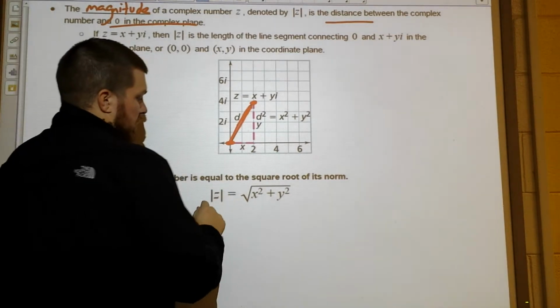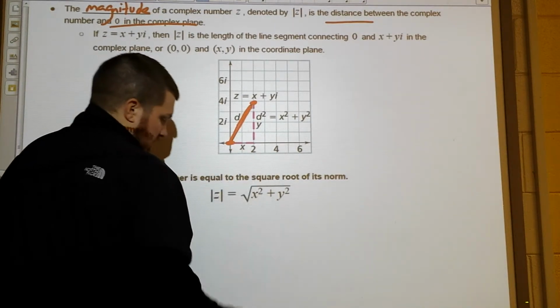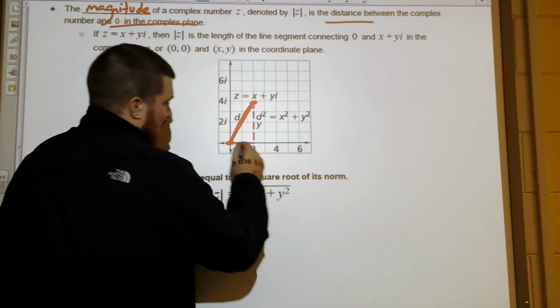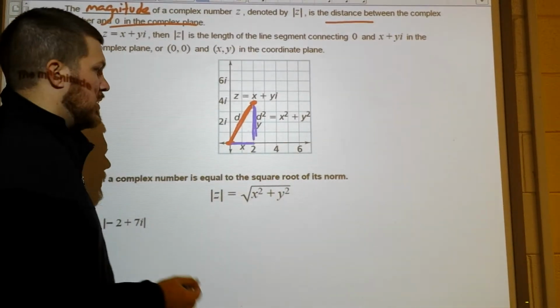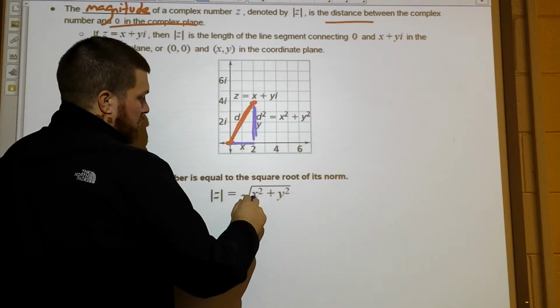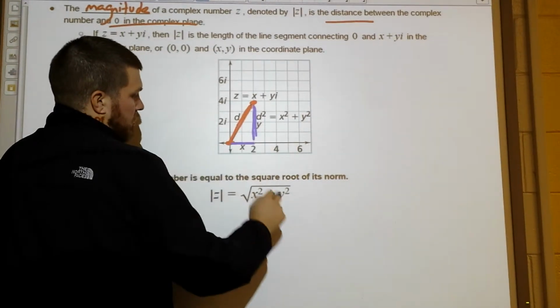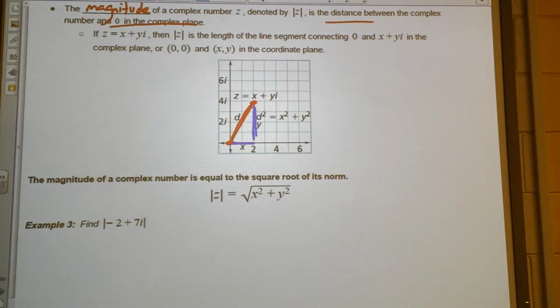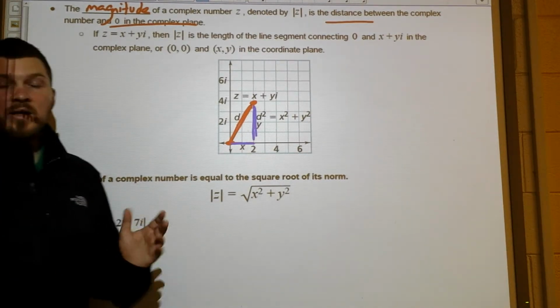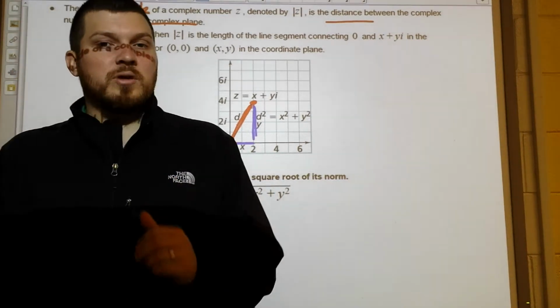I can figure that out using this formula. What I need to know is my x direction and my y direction; I just need to count those units. Once I know my x direction, I'm going to square it. Once I know my y direction, I'm going to square it. And then to get the absolute value, I'm just going to take the square root. I'm going to do this by hand, and then, like I've done in the previous videos, I'm going to show you how to do it on a calculator.